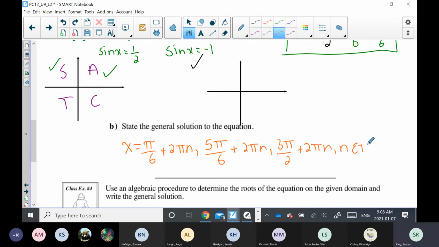And we could go in the clockwise or the counterclockwise direction. So that's why I say n belongs to the element of the integers. Okay, so that's how we do that question there.